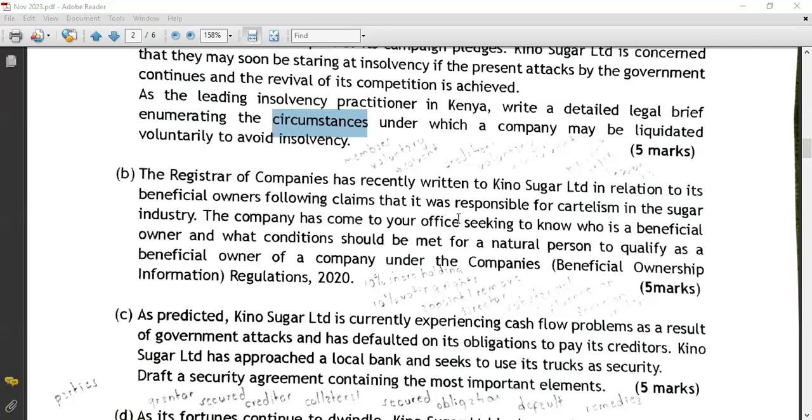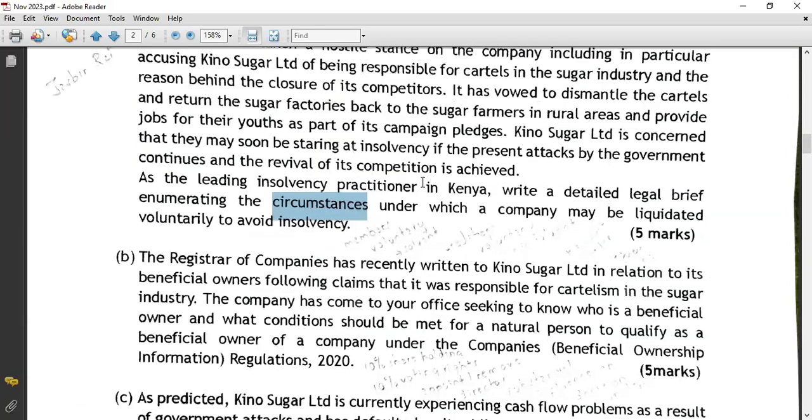Going back to the question: give a detailed brief on the circumstances under which a company may be liquidated voluntarily to avoid insolvency. So when the creditors enter, is it voluntary or does it become involuntary?